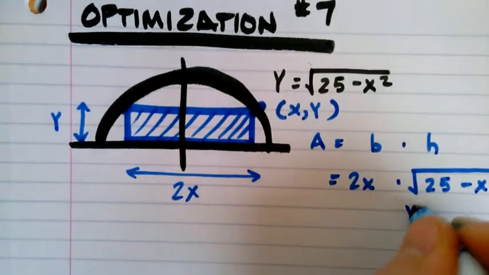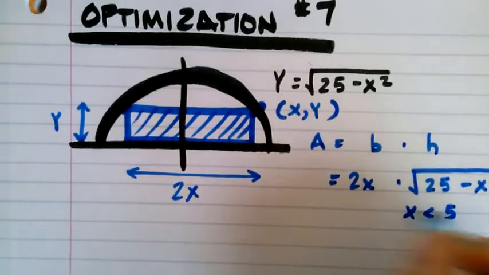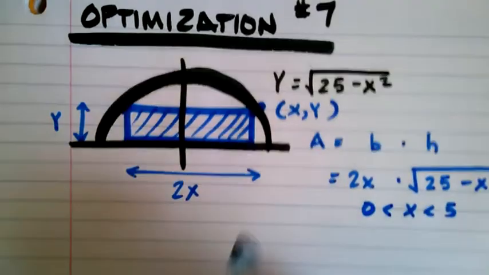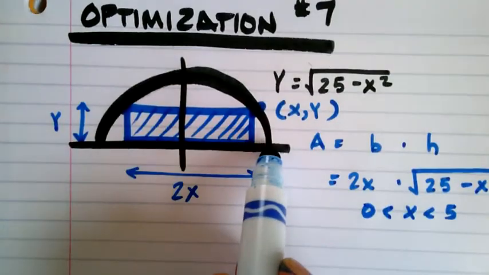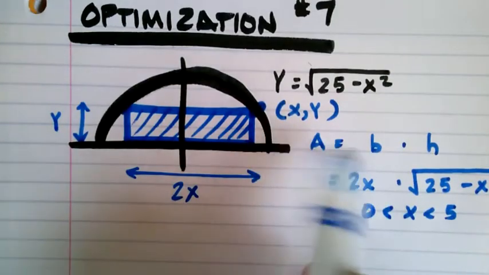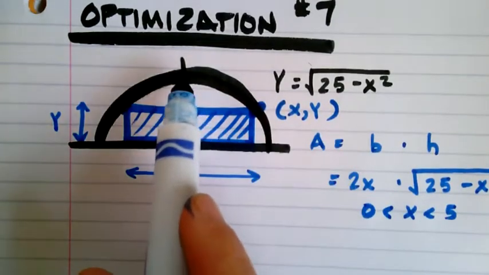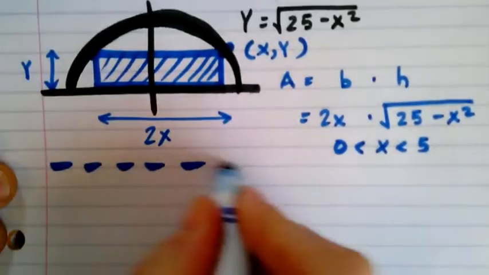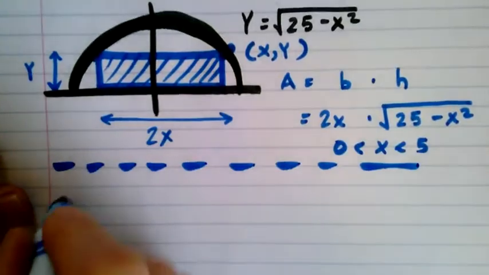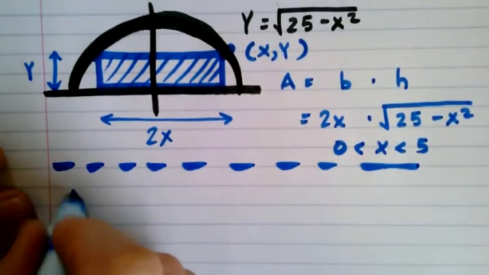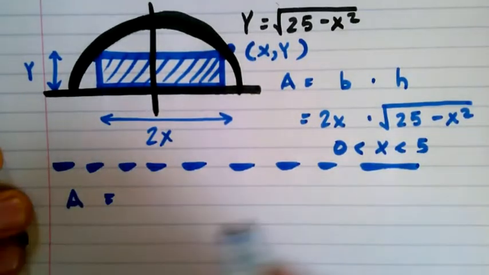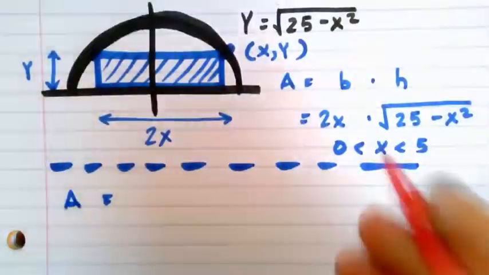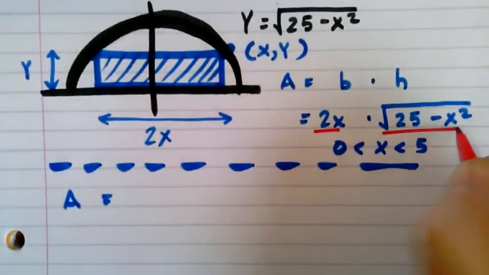Keep in mind that x has to be smaller than 5 and bigger than 0, because if it was any bigger than 5, then we would be outside of the rectangle, and if it was any smaller than 0, we wouldn't have any area. So there's stage 1. Stage 2 is to get your derivative for A. You're going to have to use, my buddy, the product rule.